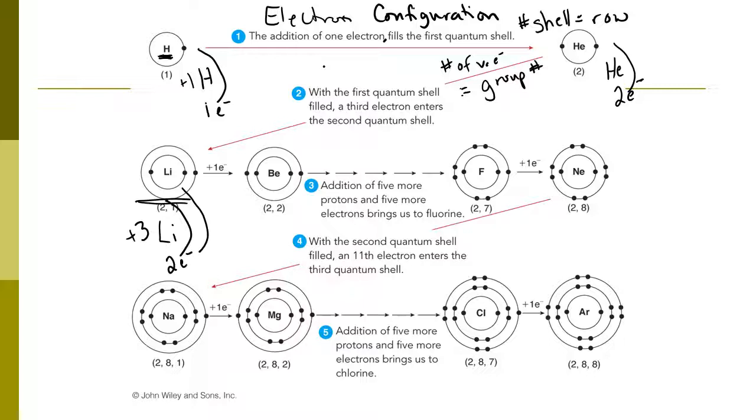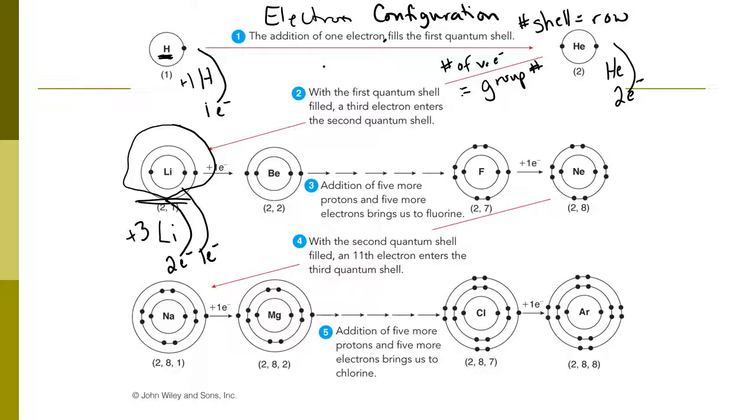Now, you could draw dots and big circles like the book did right here. I'm not too worried about that. I'm just looking at the number of shells and how many electrons are in each. So the first shell has 2 electrons. So I have 3 total. I've used up 2. I have 1 left over. That 1 is going to be in the second shell. It has 1 electron.